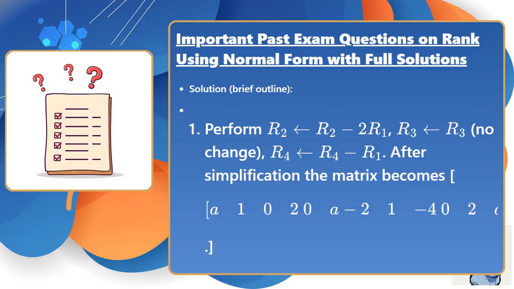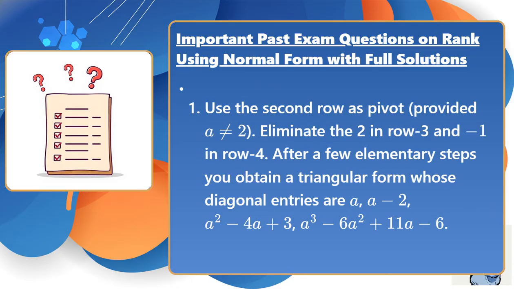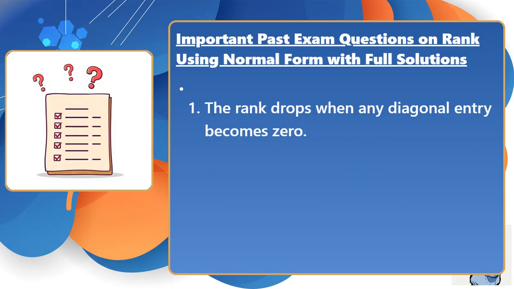After simplification, the matrix becomes the matrix with rows a, 1, 0, 2; 0, a minus 2, 1, minus 4; 0, 2, a, 1; 0, minus 1, 2, a minus 2. Step 2: use the second row as a pivot, provided a is not equal to 2. Eliminate the 2 in row 3 and the minus 1 in row 4. After a few elementary steps, you obtain a triangular form whose diagonal entries are a minus 2, a squared minus 4a plus 3, and a cubed minus 6a squared plus 11a minus 6. Step 3: the rank drops when any diagonal entry becomes 0.